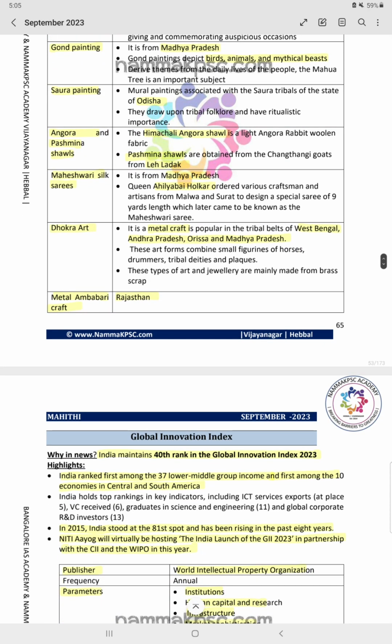Then we have Dokra art. Dokra art is a metal craft art which is practiced in the tribal belt of West Bengal, Andhra Pradesh, Odisha, and Madhya Pradesh, mainly the eastern belt. Then we have metal Ambabari craft, which is seen in Rajasthan.